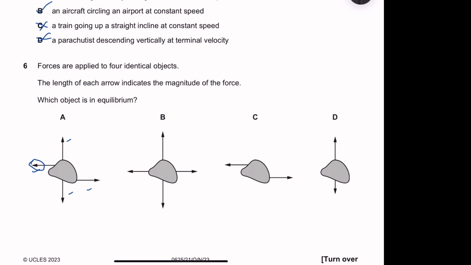For B, you can see this arrow and this arrow are equal, and so are this arrow and this arrow, so it is the right answer. And as for C, you can see this arrow is longer than this arrow, so its magnitude is higher, so it won't be in equilibrium. That's wrong, and the same goes for D, since this arrow is a lot longer.